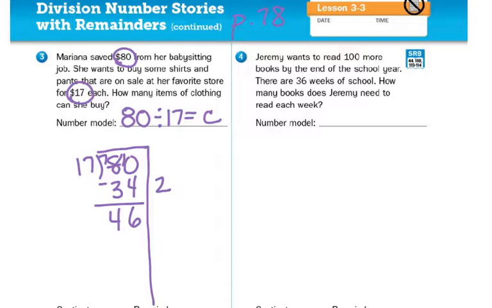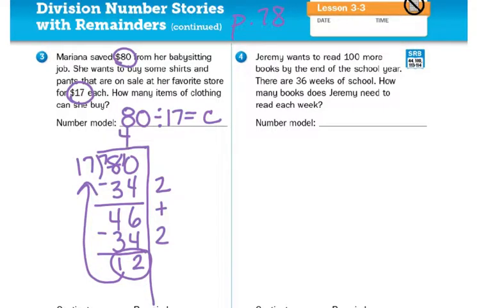Can it go in 2 more times? Absolutely. We know that 17 doubled, or 17 times 2 is 34. Can it go in there even 1 more time? No, it cannot. As long as my remainder is smaller than my divisor, I'm done. So the answer is 2 plus 2, which is 4, with a remainder of $12.